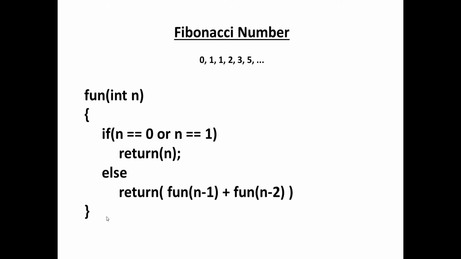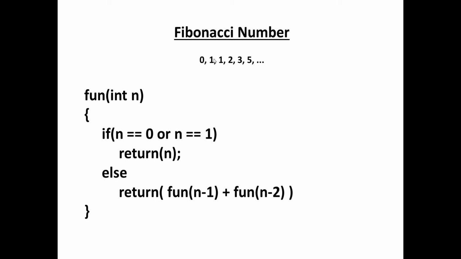The very basic and the most popular example is of a Fibonacci number. If you don't know what a Fibonacci series is, in the Fibonacci series the first two numbers are fixed as 0 and 1, and then every next element of the series is generated by summing up or adding up the last two elements.